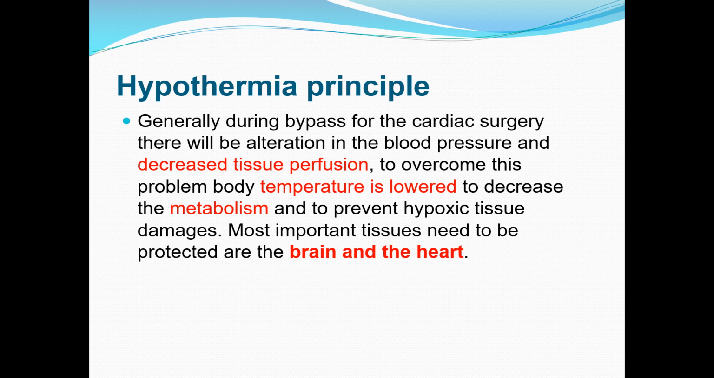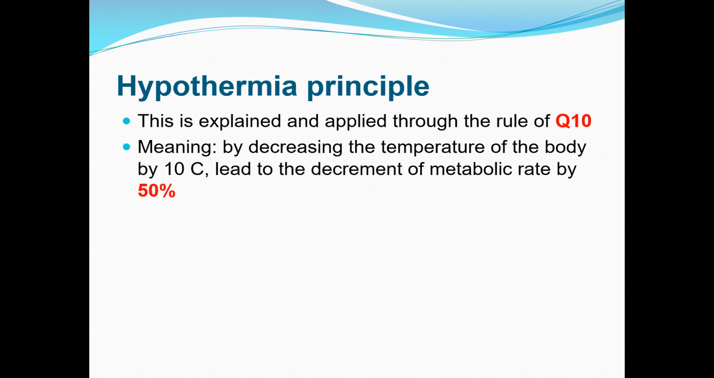Hypothermia principles. Generally, during bypass for cardiac surgery, there will be alteration in the blood pressure and decreased tissue perfusion. To overcome this problem, body temperature is lowered to decrease the metabolism and to prevent hypoxic tissue damage. The most important tissues to be protected are the brain and the heart. This is explained through the rule of Q10, meaning that decreasing the temperature of the body by 10 degrees centigrade leads to a decrement of metabolic rate by about 50%.